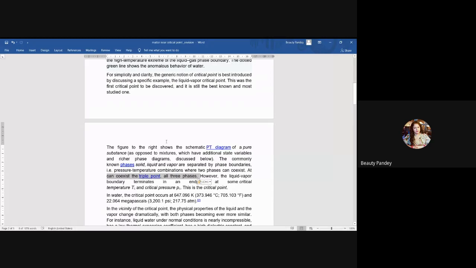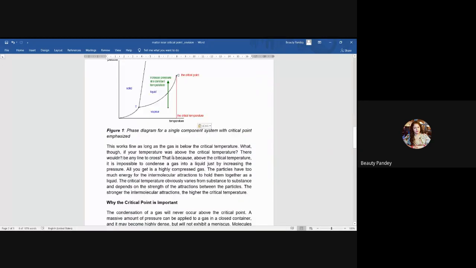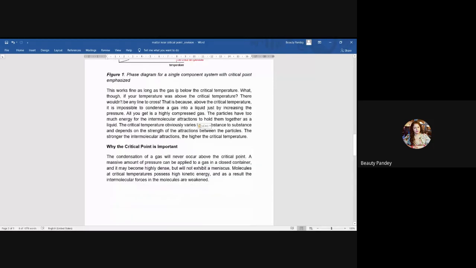However, the critical point is a point that is not on the solid side. It is only in the liquid and vapor side. So the critical point is the point where two phases, liquid and vapor, coexist. That is known as the critical point. Understood? So why is the critical point important?